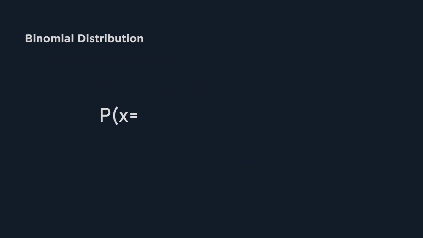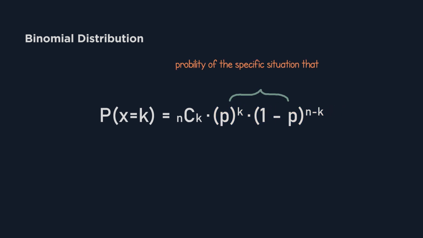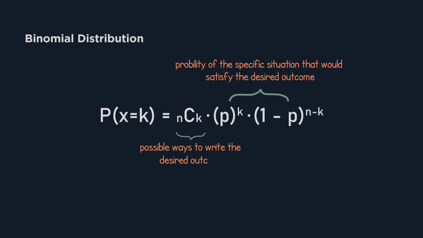Now, let's break down the formula. The part on the right gives us the probability of that specific sequence of successes and failures. The part on the left tells us how many different ways we can achieve exactly k successes out of n trials. This is called the combination.